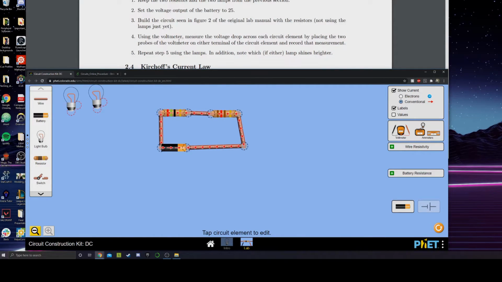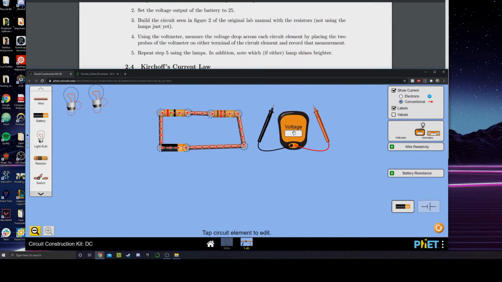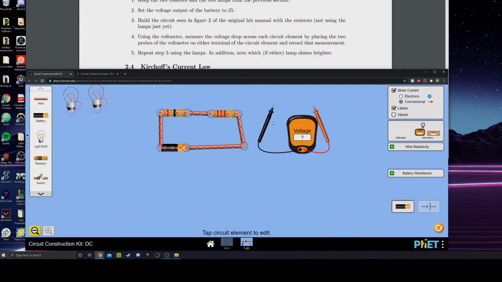And now we're told to use the voltmeter to measure the voltage drop across each circuit element by placing the 2 probes of the voltmeter on either terminal of those, and then, of course, record that measurement. So this is going to measure the potential difference between 2 different points that you put it on the circuit. So for instance, if I go across the battery, we'd expect it to read 25 volts, which it does.